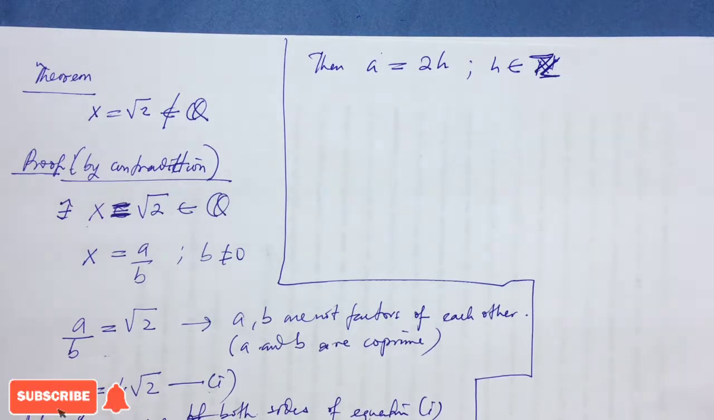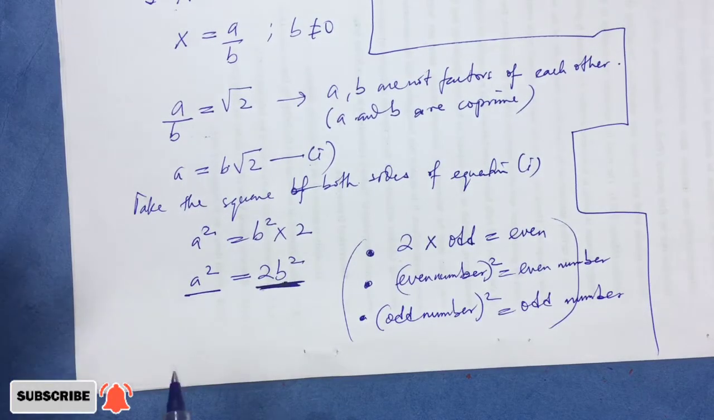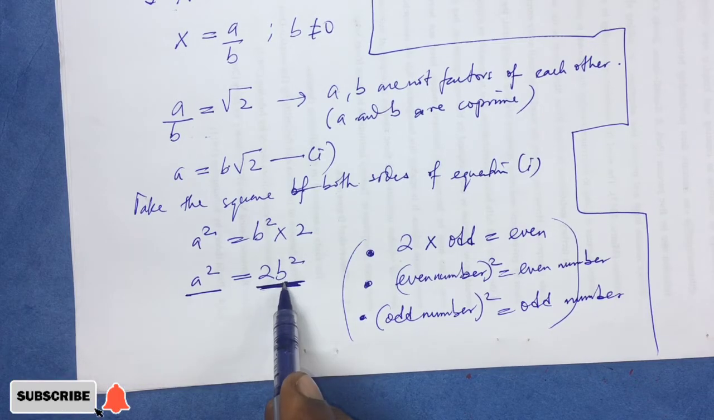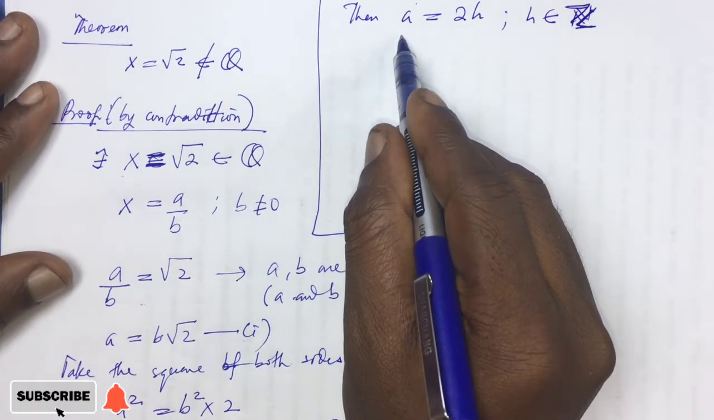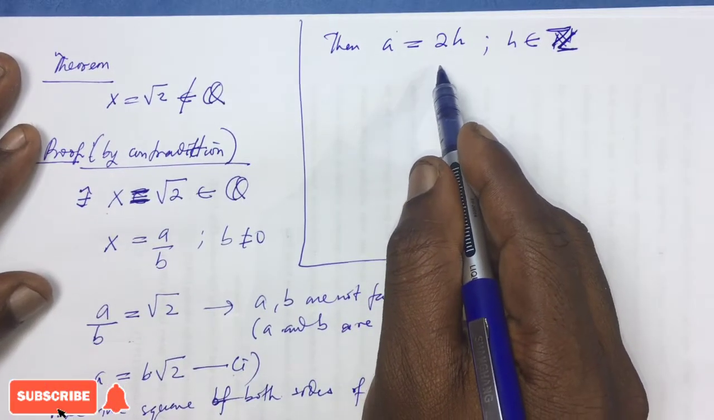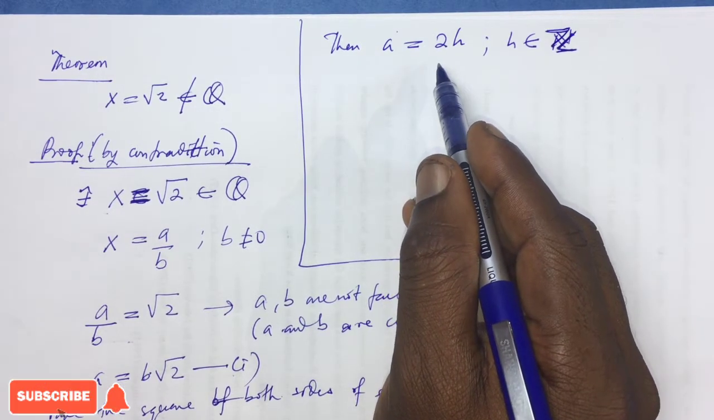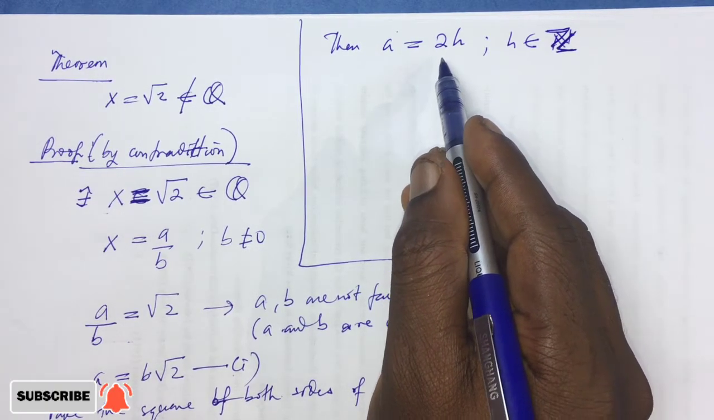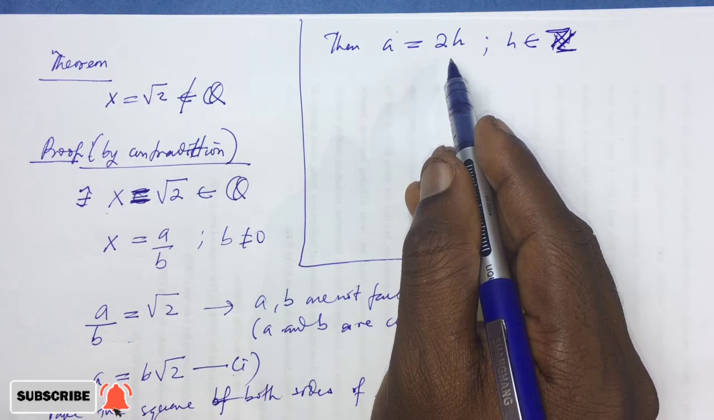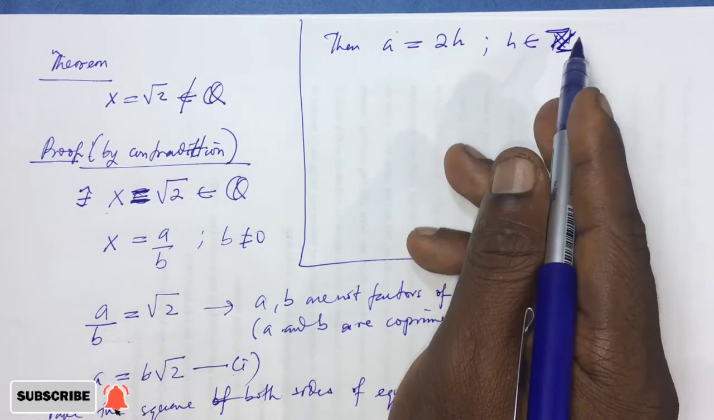Now, what have we done here? a squared equals 2b squared means that a squared is, after all, an even number, because 2 times an odd number will give you an even number, and the square of an even number is an even number. So it means that a is an even number. So we can write a as 2 times h, where h is an integer.